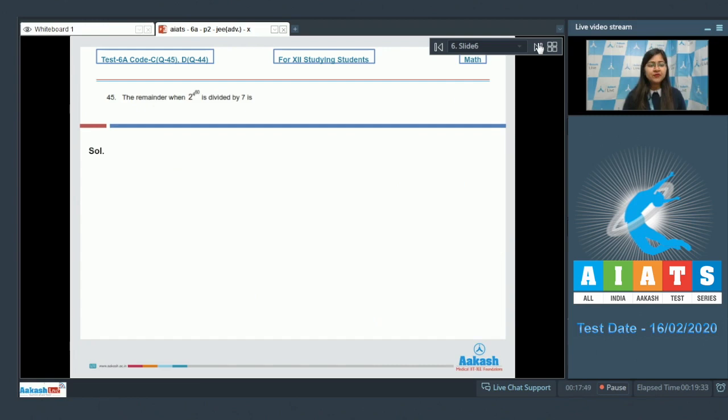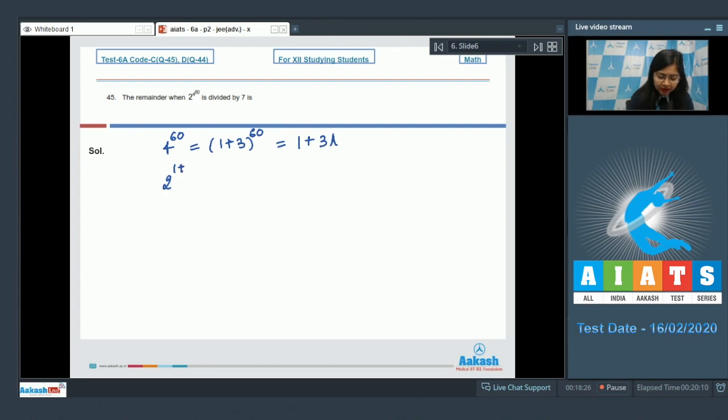Next is question number 45. The remainder when 2 raised to the power 4 raised to the power 60 is divided by 7 is. Firstly, let's talk about 4 raised to the power 60. Now, this can be written as (1 plus 3) raised to the power 60. So if we expand it, we can see this is of the form 1 plus 3 lambda.